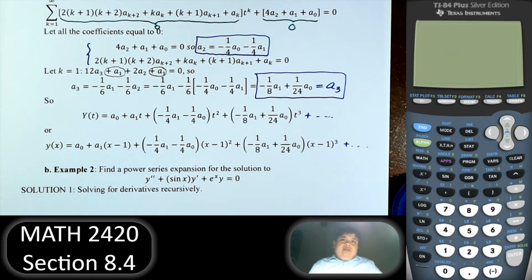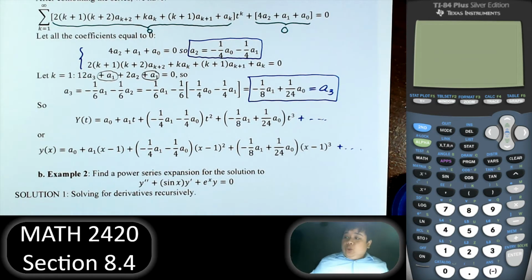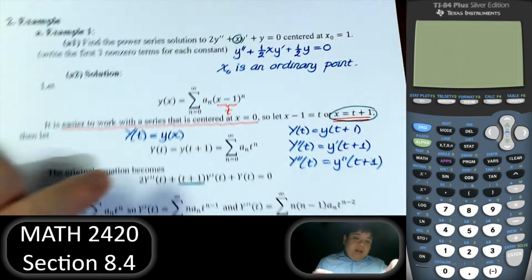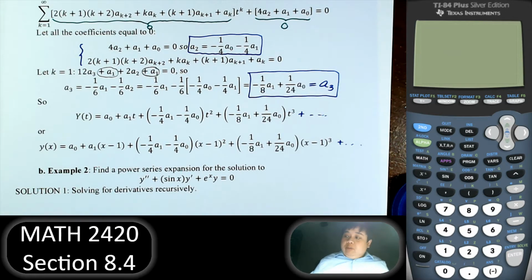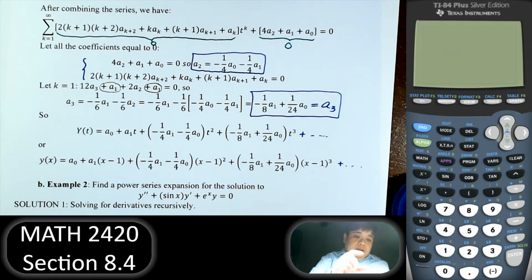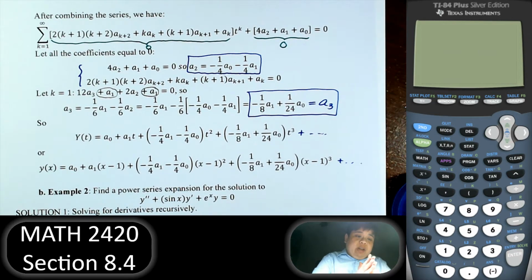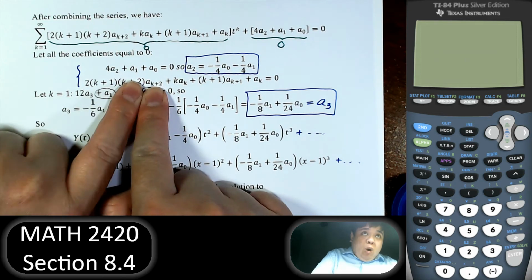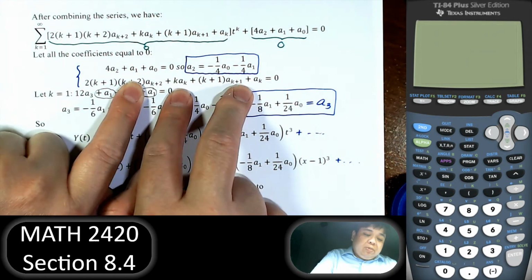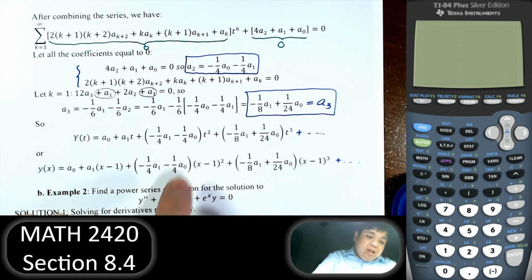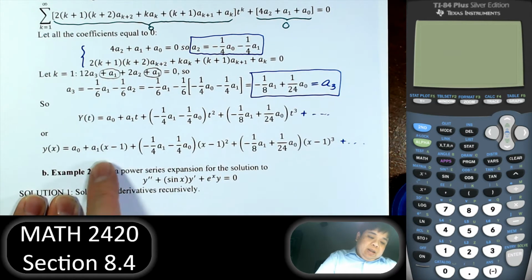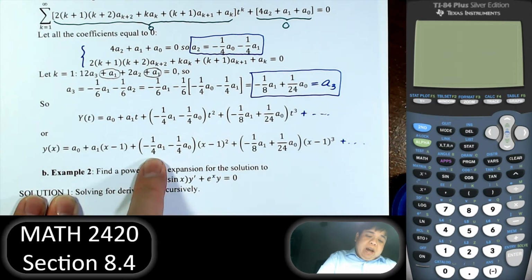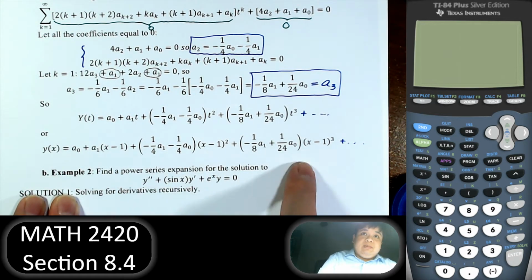So whenever the center is not at 0, we should do this substitution. When we do that substitution, the center now will be at 0, and it is a lot easier to do. Now in this case, each coefficient will depend on two previous coefficients, so each coefficient will depend on a1 and a0.